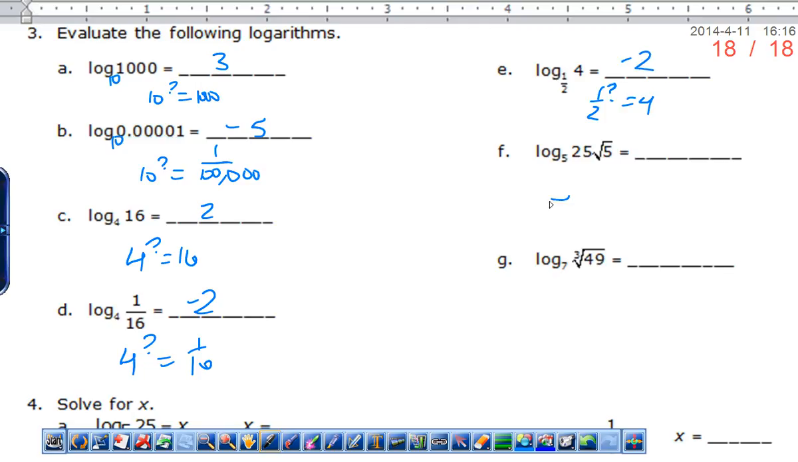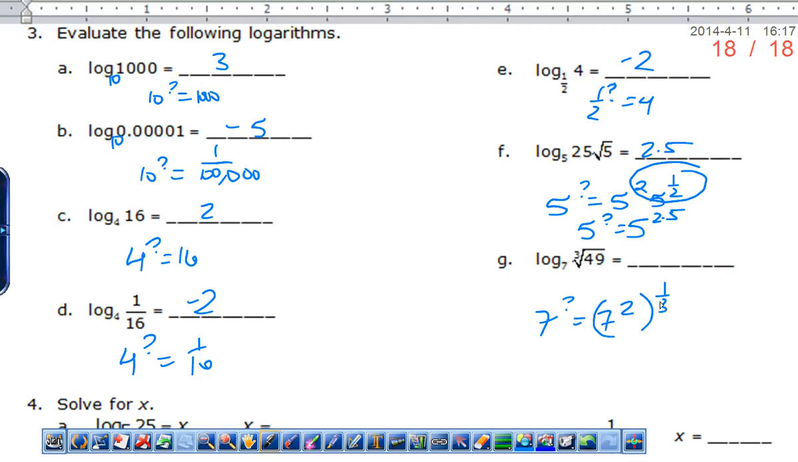F and G are a little weird. This is saying 5 to what power equals all that junk. Well, we rewrite 25 as 5 squared, rewrite square root as 1/2, then you add those. So then that means my question mark has got to be 2.5. Same thing here, 7 to what power equals, well, 7 squared is 49, and that's to the 1/3. Multiply those, so my answer is just 2/3.